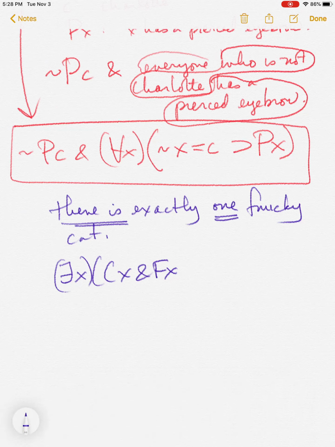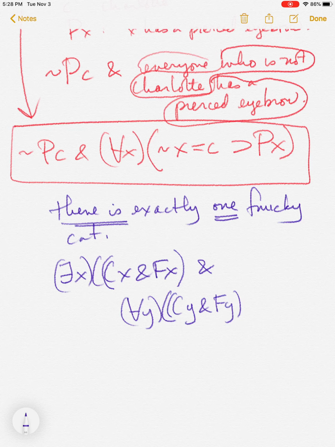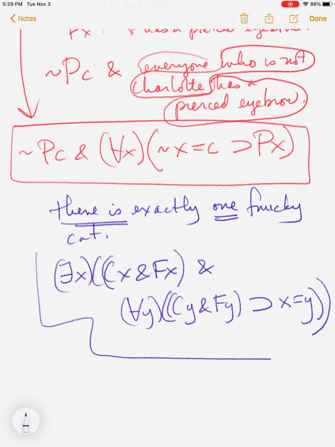So there's something in the universe that's a cat and finicky. And what we want to add to that is, if you run into a finicky cat, right, I need a new variable here, right? If you run into a finicky cat, anything you run into that's a finicky cat, you think it's another finicky cat? You're wrong. It's the same guy. So that's how we say it.